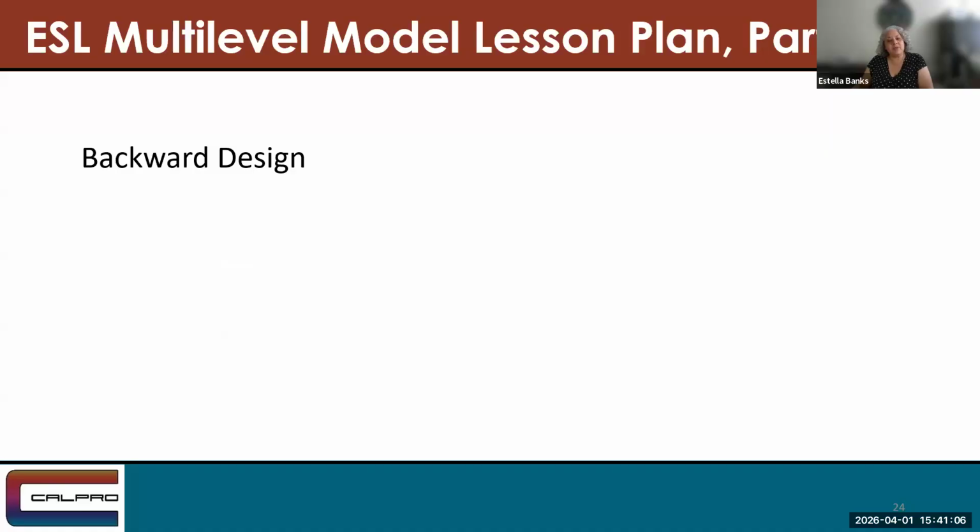Okay, so what do you know about the steps of backward design? Go ahead and come off mute or share an idea in the chat. What do you know about the steps in backward design?